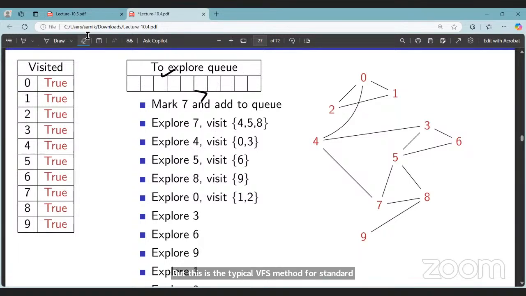Excuse me, ma'am. Yes, Vishnu. Ma'am, when we explored 3, at that time also the queue was empty. So can't we stop?